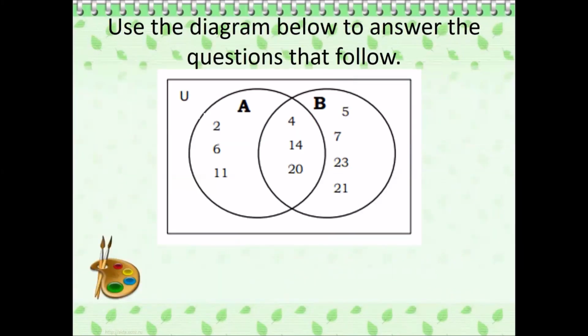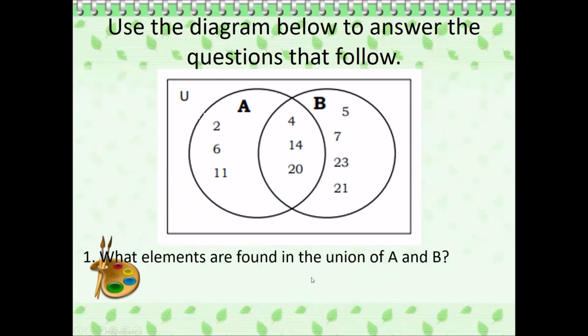Use the diagram below to answer the questions that follow. So this is the universal set. What are the elements of the universal set? This is the whole numbers found in both set A and set B. The elements of set B are found entirely inside set A. Also, the elements of set A are found entirely inside the universal set.